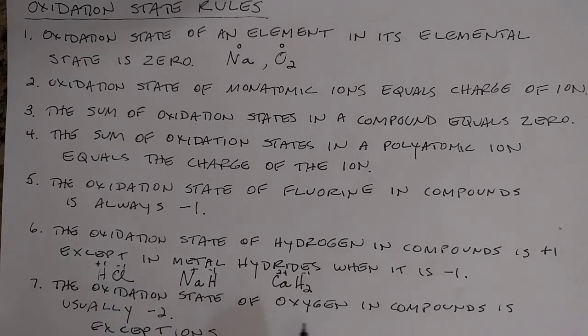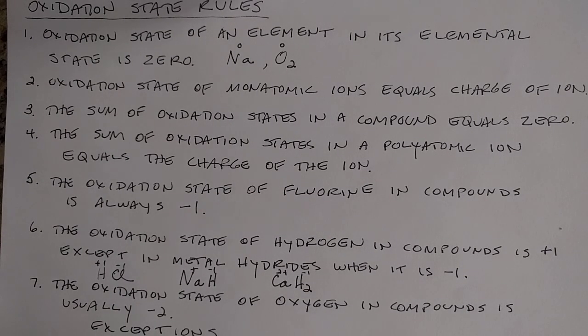The oxidation state of oxygen in compounds is usually -2, but we have a few exceptions. When it is with fluorine, number 5 supersedes number 7. Fluorine is always going to be -1. So we have the compound OF2, oxygen difluoride. So fluorine is -1.